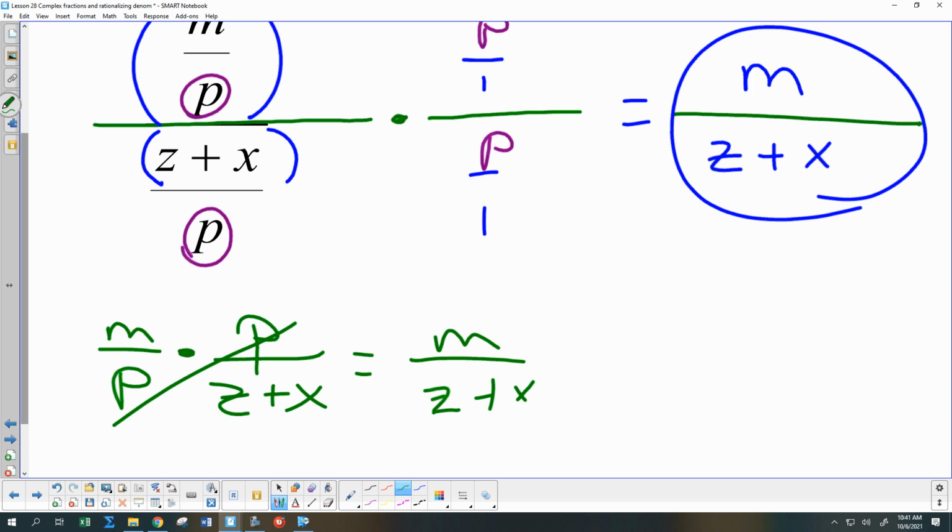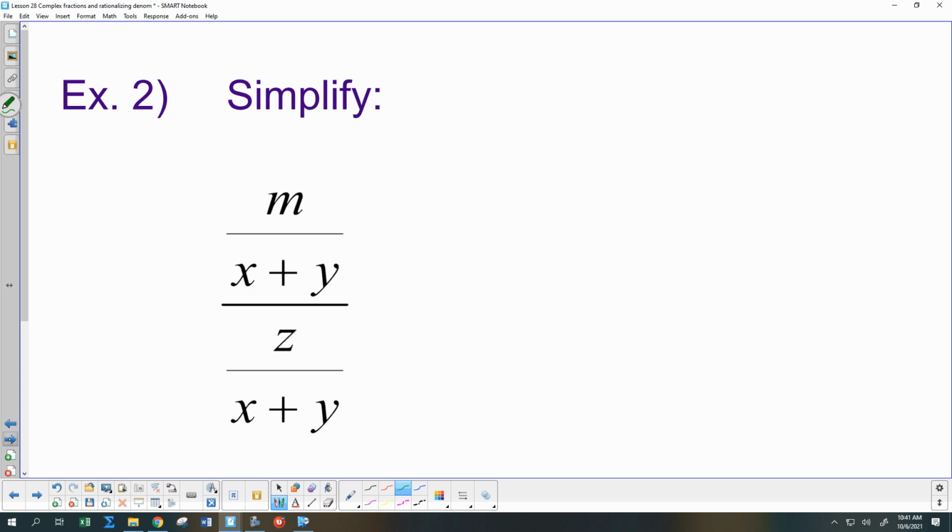And if you're doing it on a test, particularly where that's already printed, it's a lot faster to write times P over P than to have to write M over P times P over Z plus X to get you to the final answer. A little bit of a question mark sometimes when you're copying from the book.